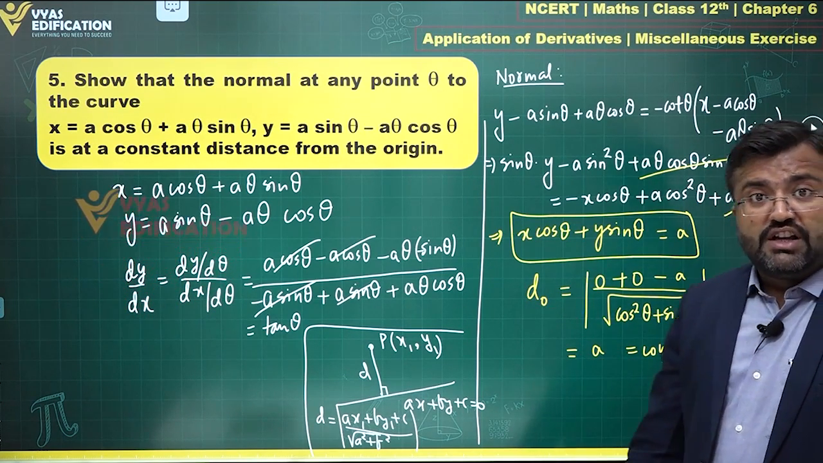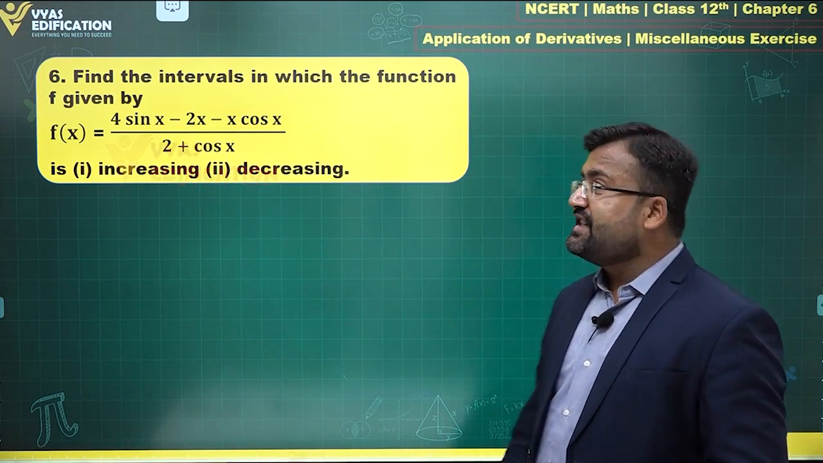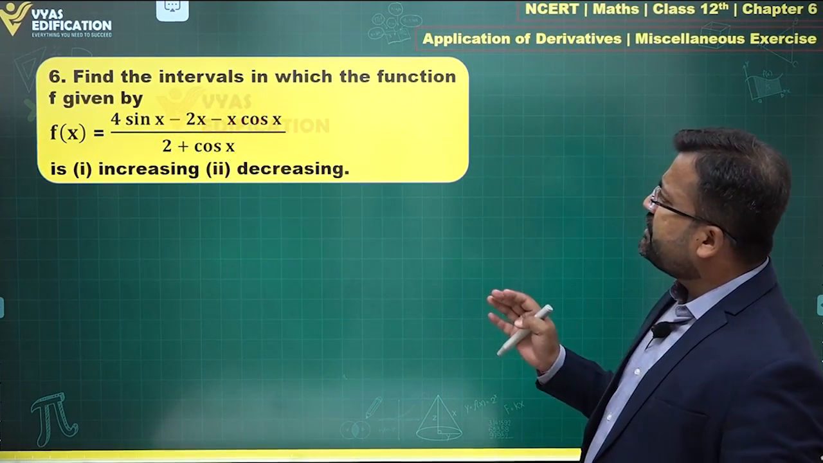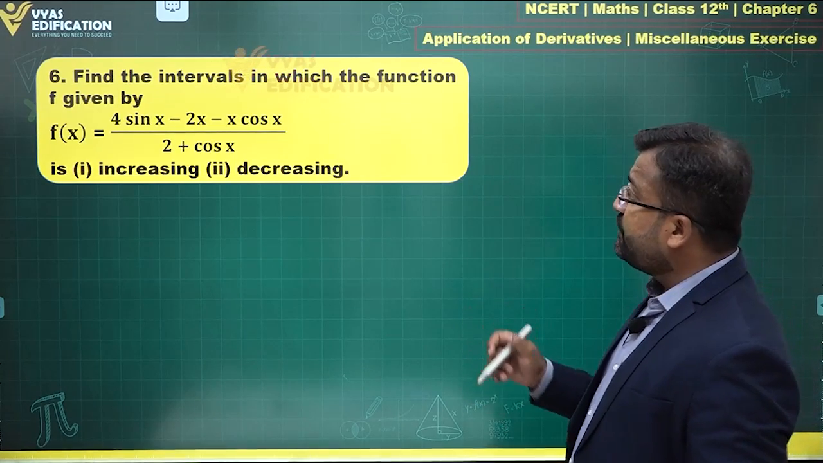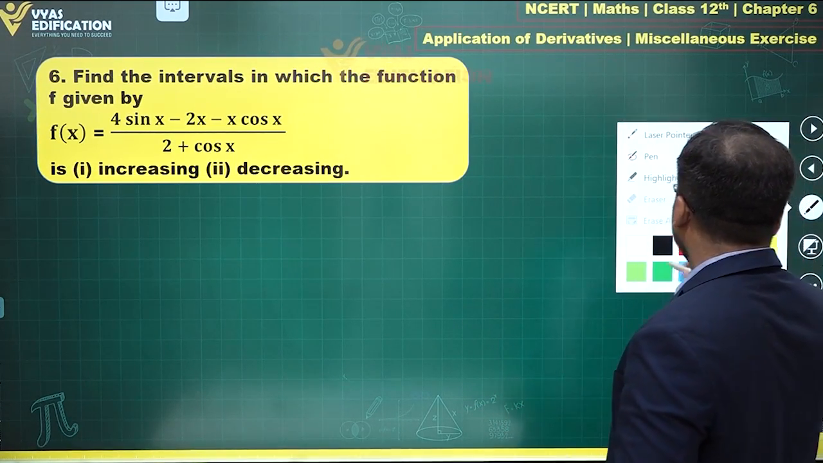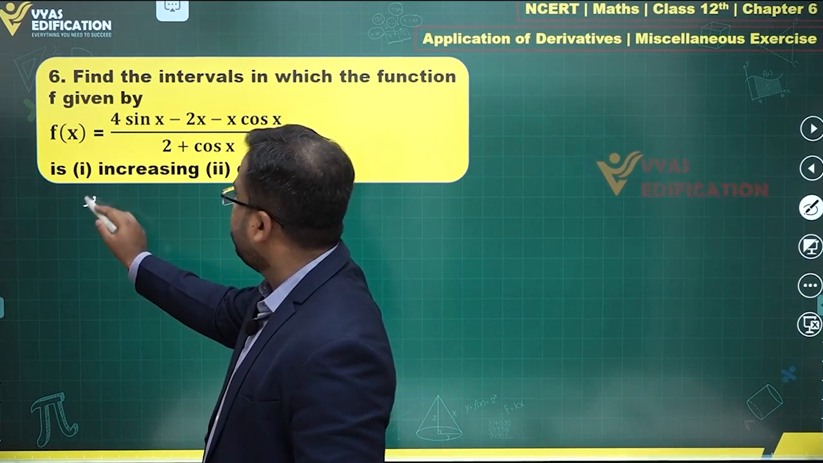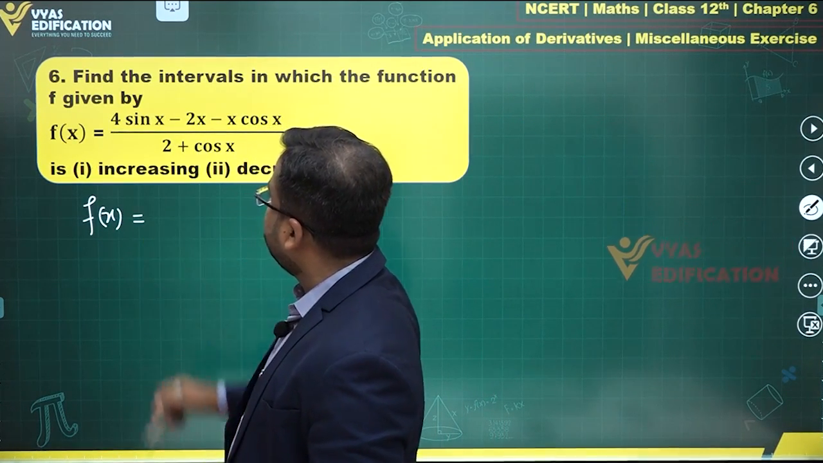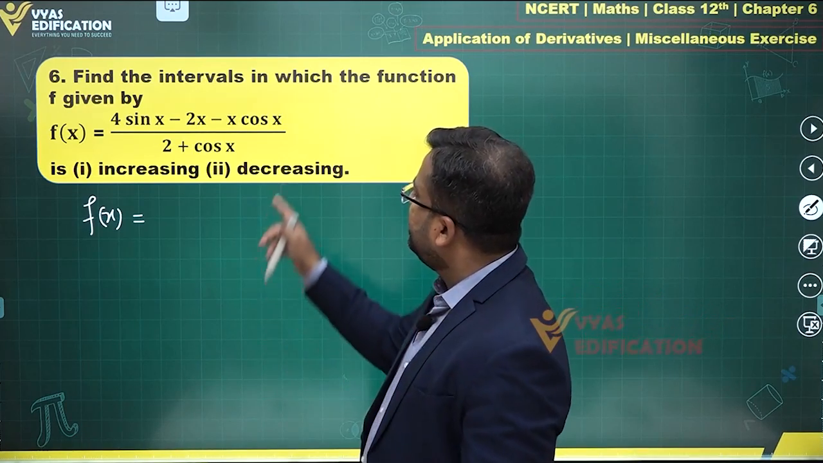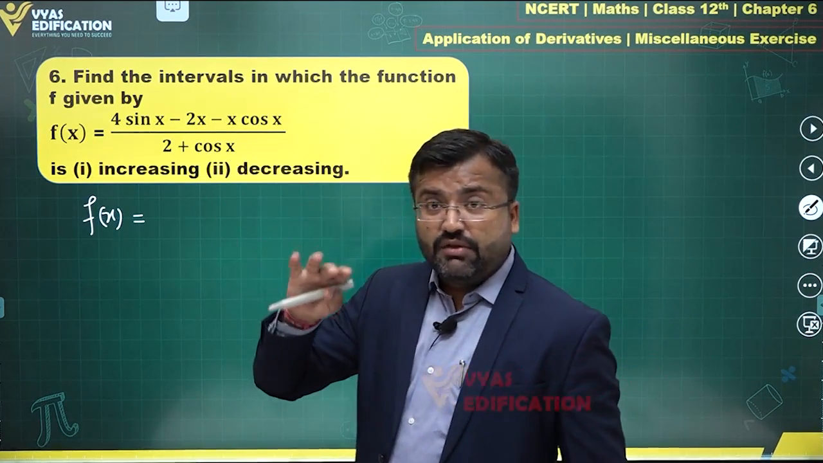That's the 5th question for us, right? The 6th question says: find the intervals in which the function f given by f(x) equals 4 sin x minus 2x minus x cos x over 2 plus cos x is increasing or decreasing. Okay, we have this function f(x), and do you observe that this x is creating a lot of problems, but then it will be simplified.